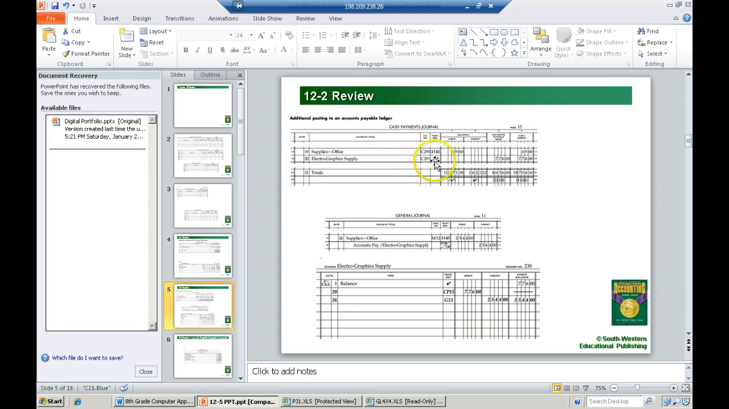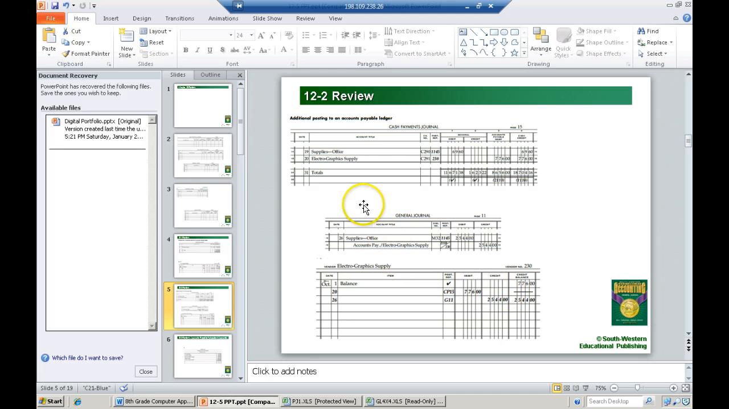So you can see with check number 291, we wrote a check for $776. It's always going to be cash credited in a cash payments journal because cash is an asset. When we credit cash, that means we're taking away money from our checking account. We're paying somebody in a cash payments journal. So we're taking that $776 in the accounts payable debit column, and we're going to transfer that down here to the debit, which puts our balance at zero. It means we no longer owe Electrographic Supply any money.